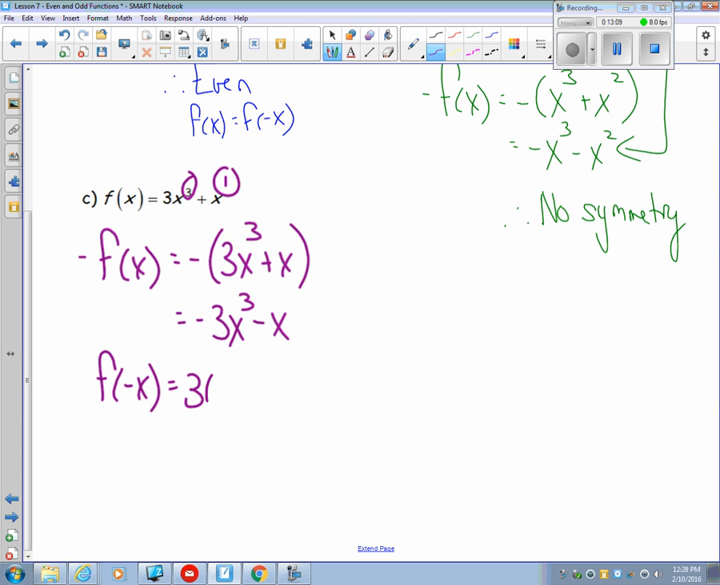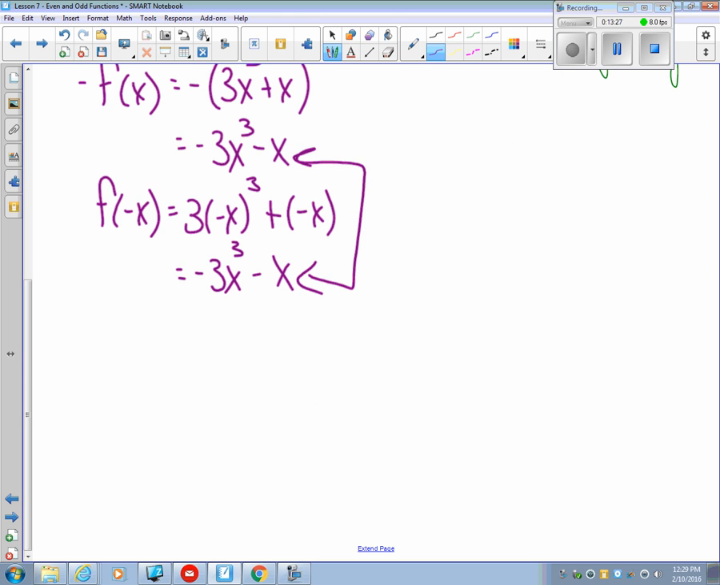And if we try that, negative cubed plus a negative, 3 negatives, my exponent of 3 makes a negative answer. And if I add a negative, it's like subtracting. I should have a cubed on it. And if I look at these two things, sure enough, hey, they're the same. This is an odd function. And I know that because negative f(x) equals f(negative x).